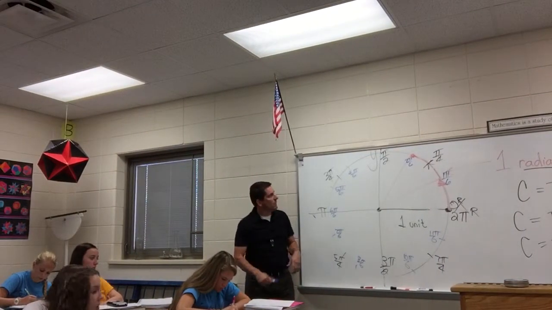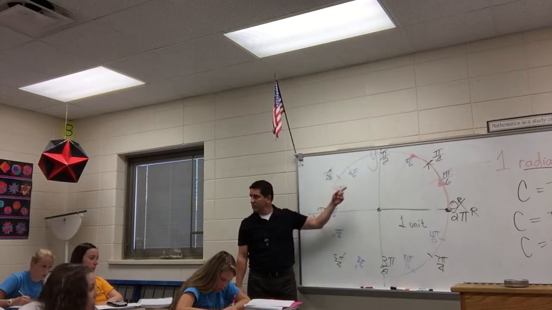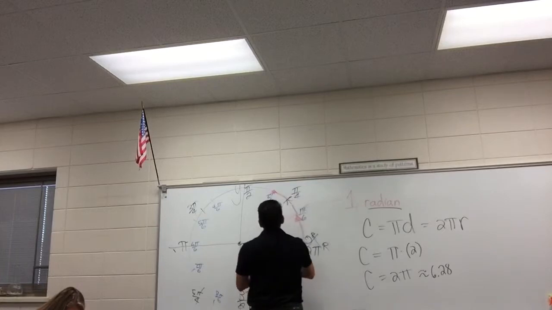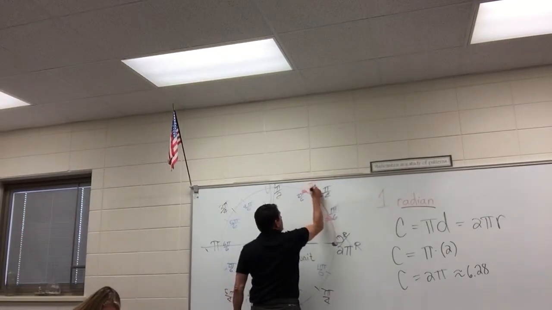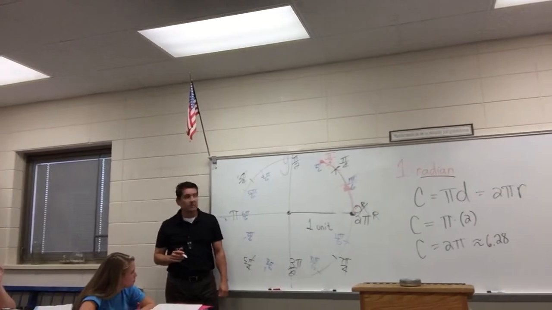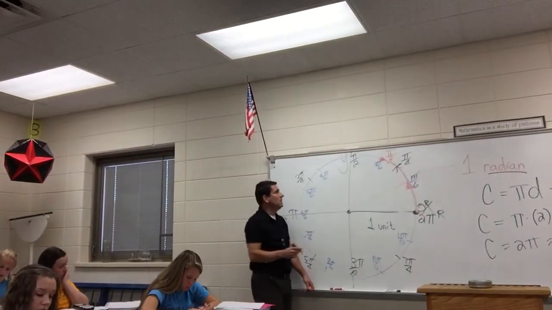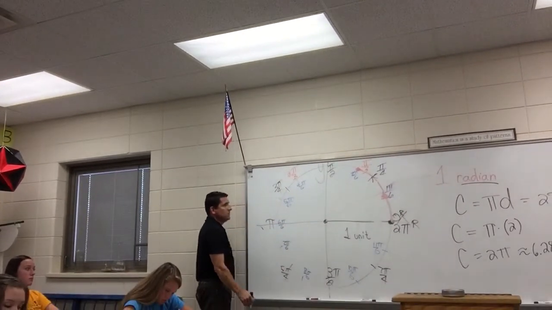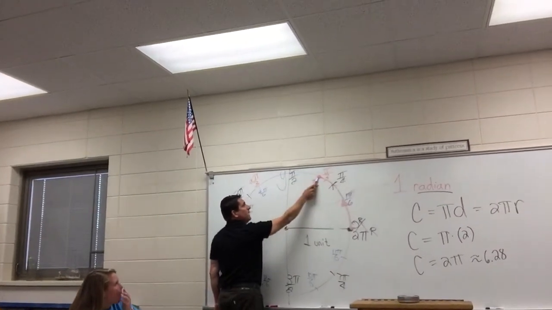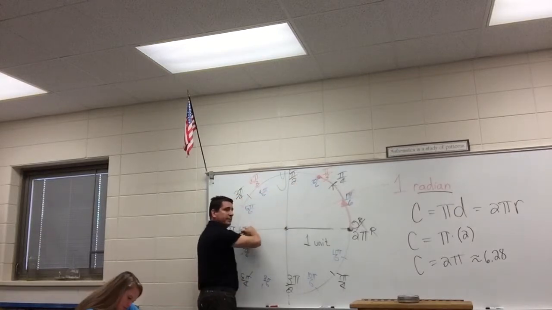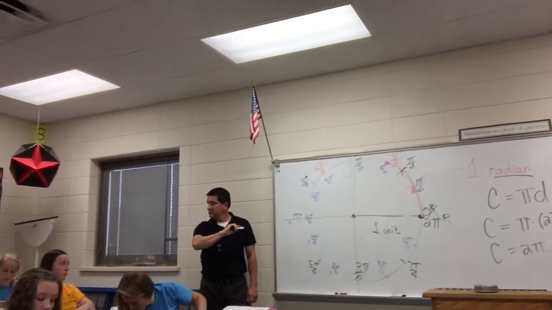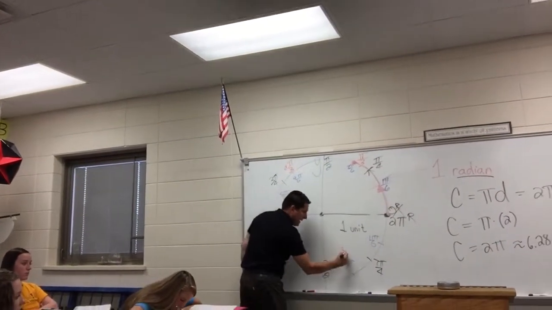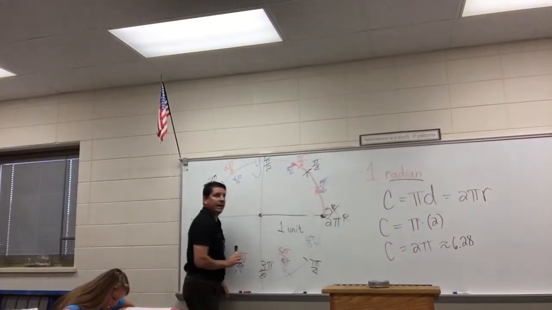Okay? But then some of these can be simplified, right? So which ones can be simplified? 2 pi over 6, that's a pi over 3. Or we say 1/3 of a pi. That's 2 pi over 3. So look at what's going on here. 1/3 pi, 2/3 pi, 3/3 pi, 4/3 pi, 5/3 pi, 6/3 pi.